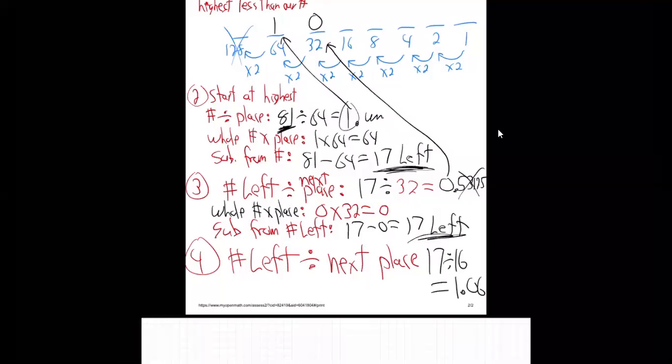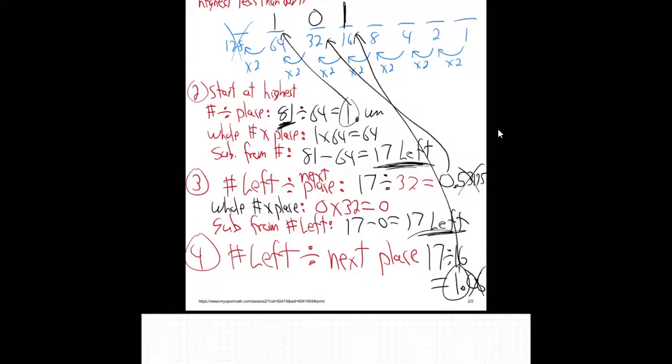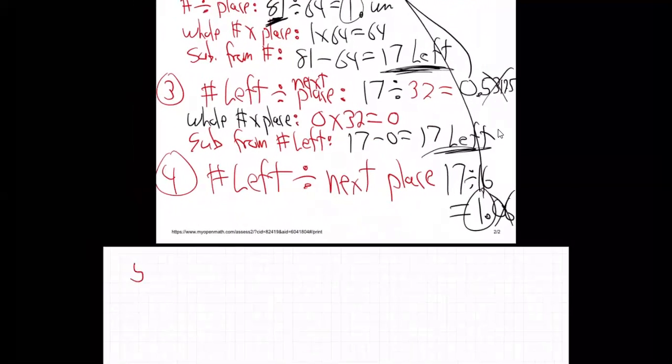1.06, and so on. Cross that out, grab the 1, put the 1 right there. Right? And then step number 5, down here. Step number 5, take the whole number times the place. So what's the whole number? The 1 times the place.